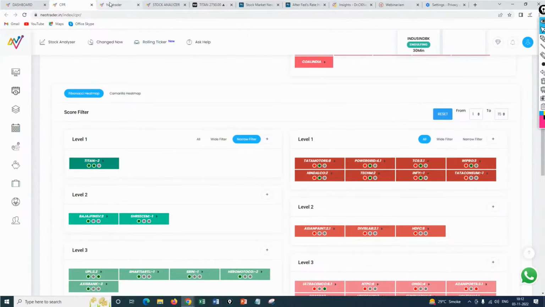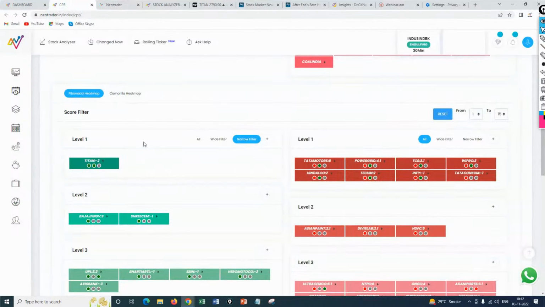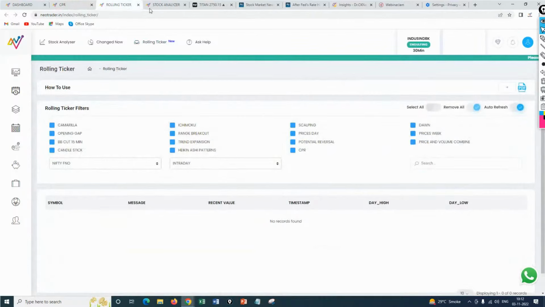we've made this thing called rolling ticker. This rolling ticker is exactly for that. Some of you are saying my voice is breaking. I hope you can hear my voice clearly. Please confirm if my voice is clear, and I'm going to answer Rajesh's query and show you the rolling ticker. Okay, here we are in rolling ticker.